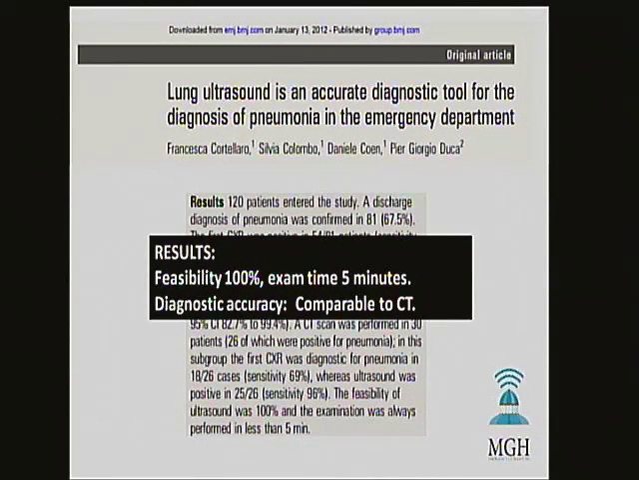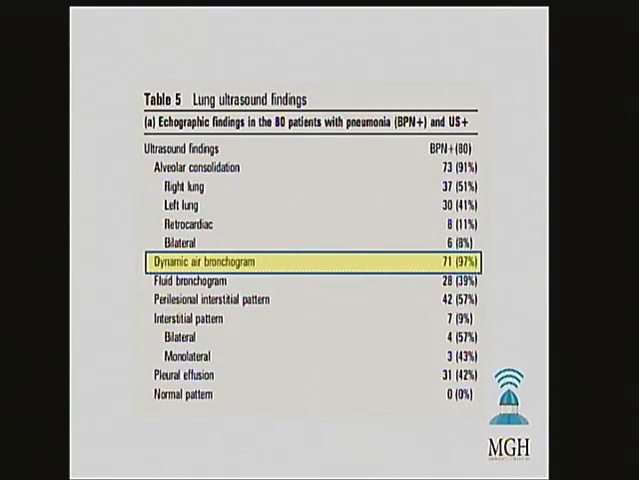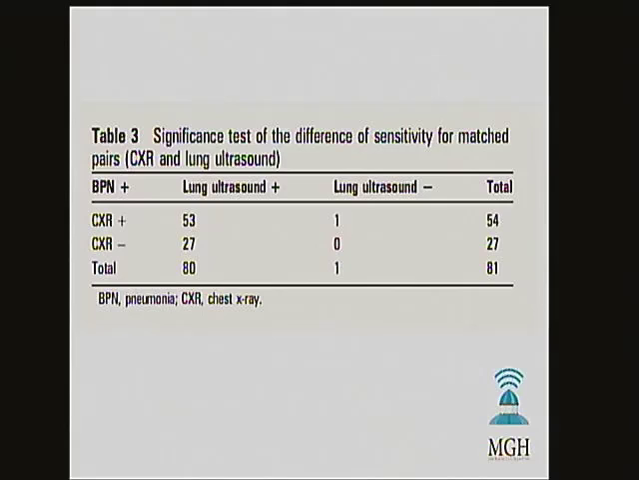So this was a study, again out of Italy, but they said this was a feasible thing. You go into the room, and the nice thing is you can do this as the patient is sitting up. You can do it as you're getting a history, talking to them. And they found that their diagnostic accuracy was comparable to CT. The reason for that is they based all of their accuracy on these two findings: if you see air bronchograms and you see alveolar consolidation, then that patient has a pneumonia. Sometimes you can see those on the ultrasound in ways that you can't see on the chest x-ray.